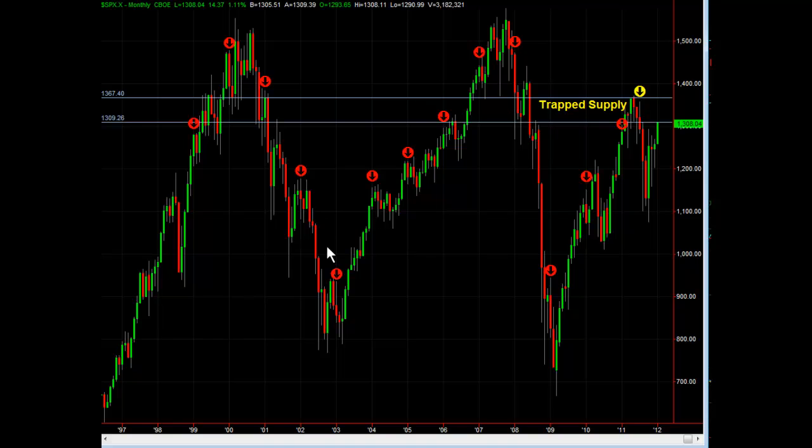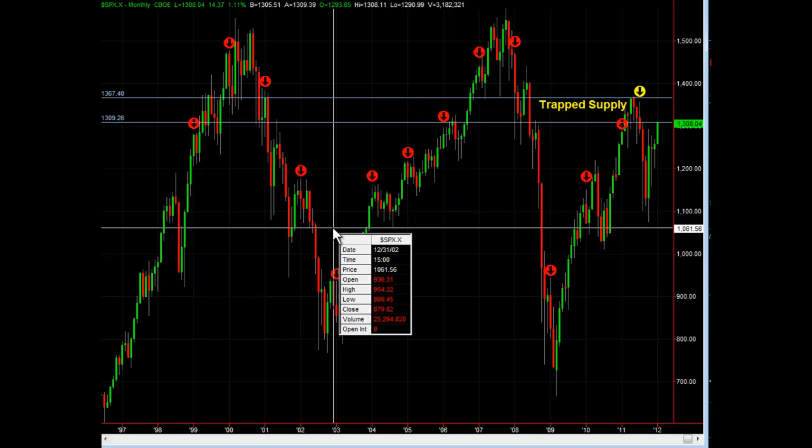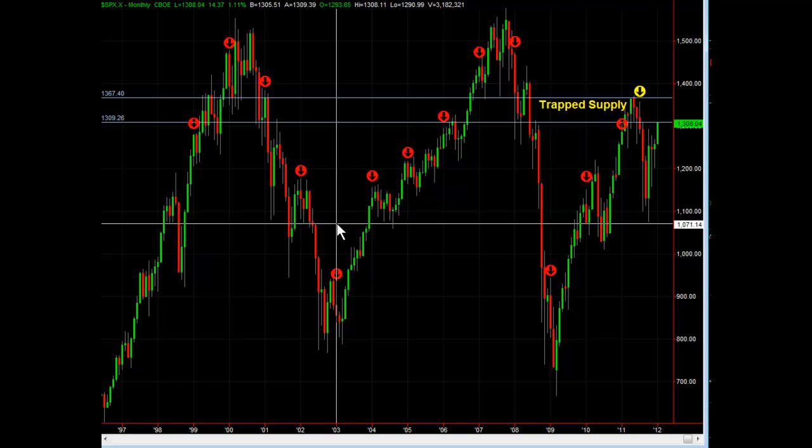2003, even after all this huge move down, you still had this January effect. Here's December and then January right there. So that's 2003.